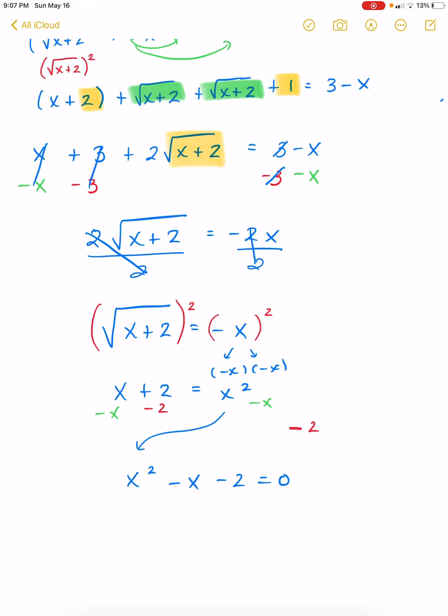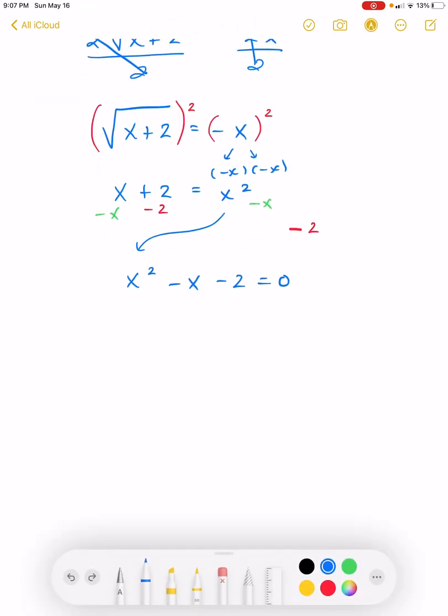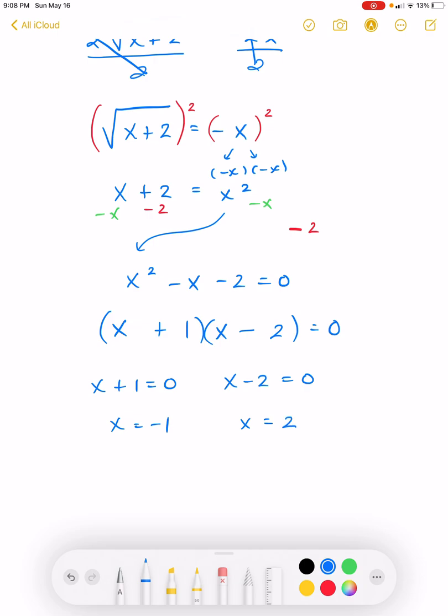And I think this is worth seeing if it factors. So let's see if we can split this. If it didn't factor, I would use the quadratic formula. So we're going to get x minus 2 times x plus 1, and it does in fact factor. So x plus 1 equals 0, x minus 2 equals 0, and we get x equals negative 1 and x equals 2.